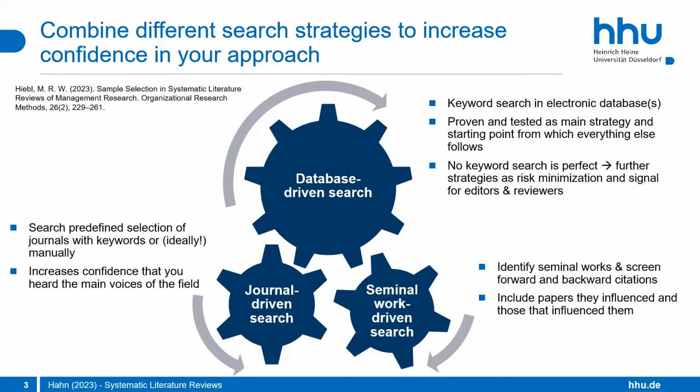So the first strategy would be a database-driven search. That is usually the main strategy, the key strategy that you use first. It consists of a keyword search in usually electronic databases. I do have other videos out there as well that talk about how to do one of these keyword searches, how to optimize your keyword searches in these literature databases. So have a look if you're interested in that. As I said, that's usually the main starting point from which everything else follows. And from my experience, that gives you the bulk of literature already.